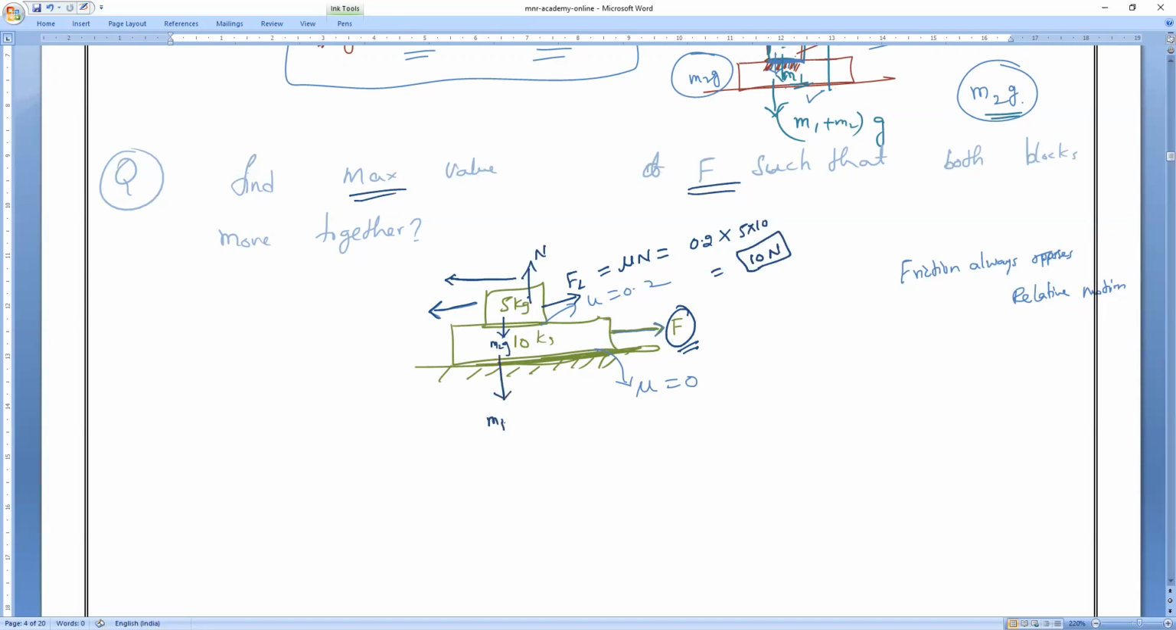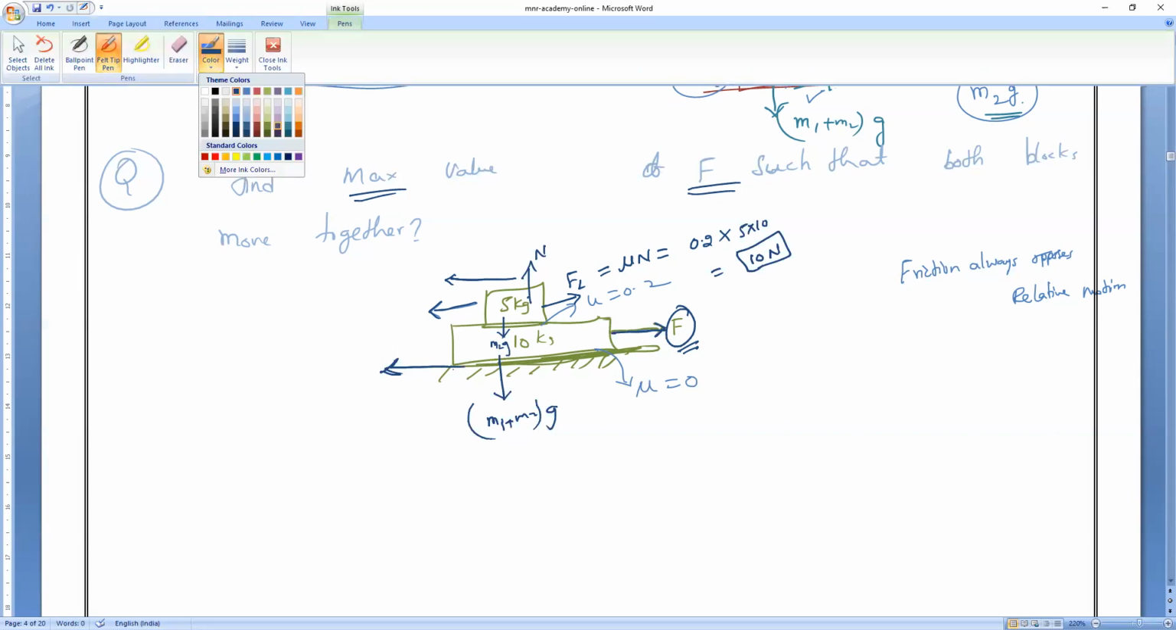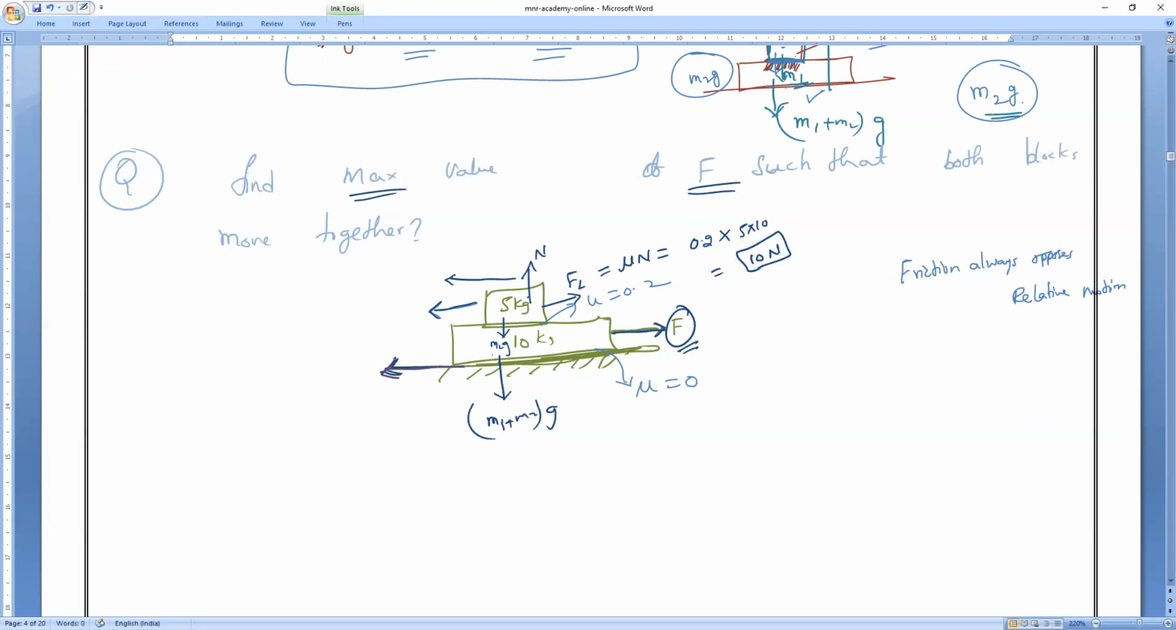Next, same way, down: (M1 plus M2) into G. Here also F limiting is acting, as this body is moving in the forward direction. Am I right, Pradosh? So there is F limiting on the first surface and on this one. Here F limiting is equal to, what is the formula again? Mu into N. The mu value I have given is 0, so 0 into (5 plus 10) into 10. Anything into 0, how much is it?